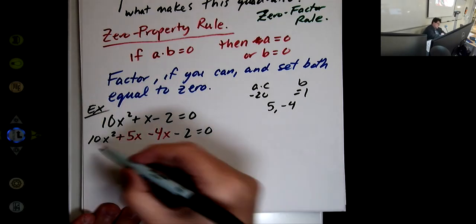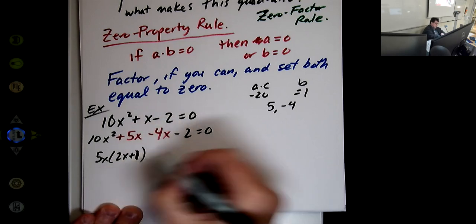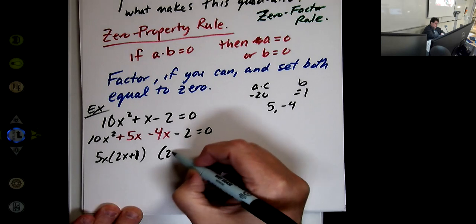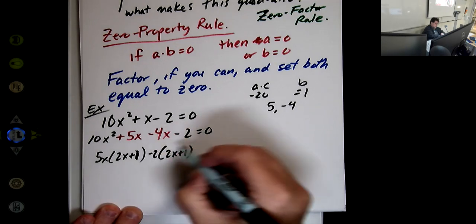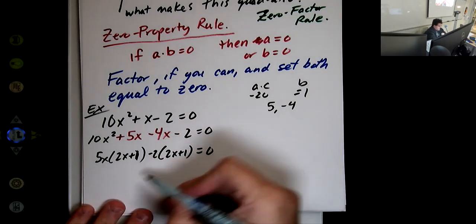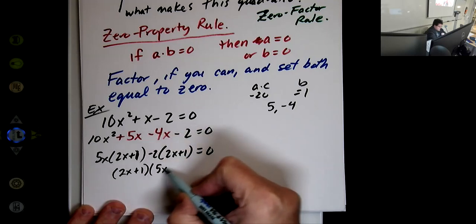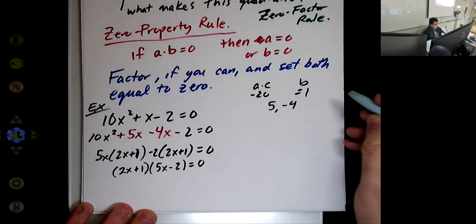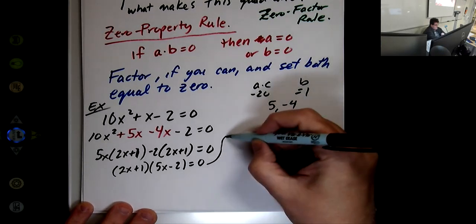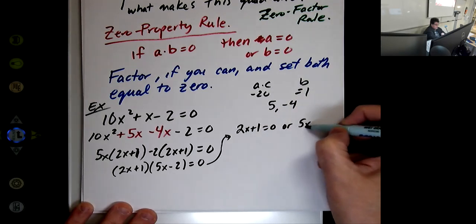We do some grouping. We get 5x on that one with 2x plus 1. I should have another 2x plus 1 over here, which makes that a -2. We finish the factoring, we get 2x plus 1 times 5x minus 2 equals 0, which means either 2x plus 1 equals 0 or 5x minus 2 equals 0.